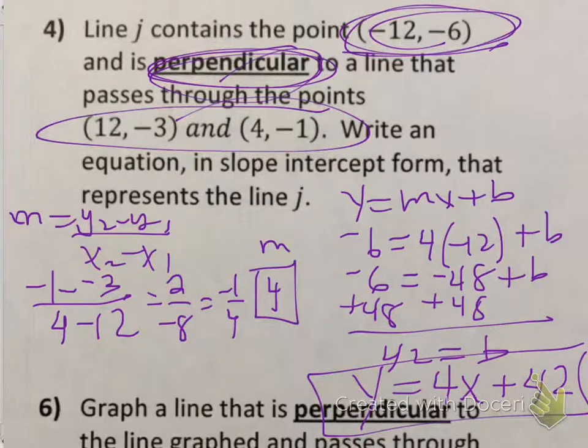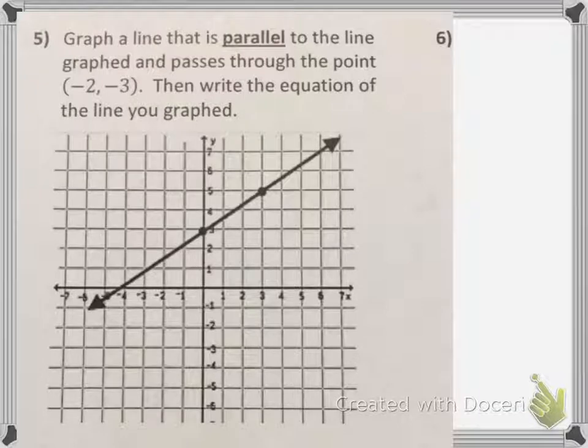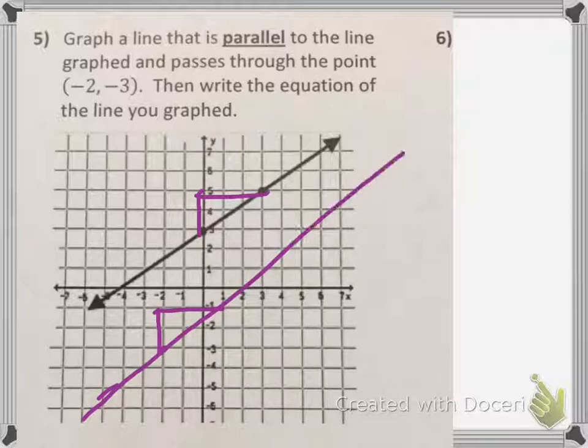All right, next one. Graph a line that is parallel to the line graphed and passes through the point negative 2, negative 3. So let's just graph negative 2, negative 3 first so we know where we're heading. So we're right here. Now if I have to graph a line that's parallel to this, I need to know the slope because I need to follow the same slope. So my slope on this is I rise 2 and I run 3. So I've got to rise 2 and I've got to run 3. My line has to go through those ordered pairs in order to be parallel.